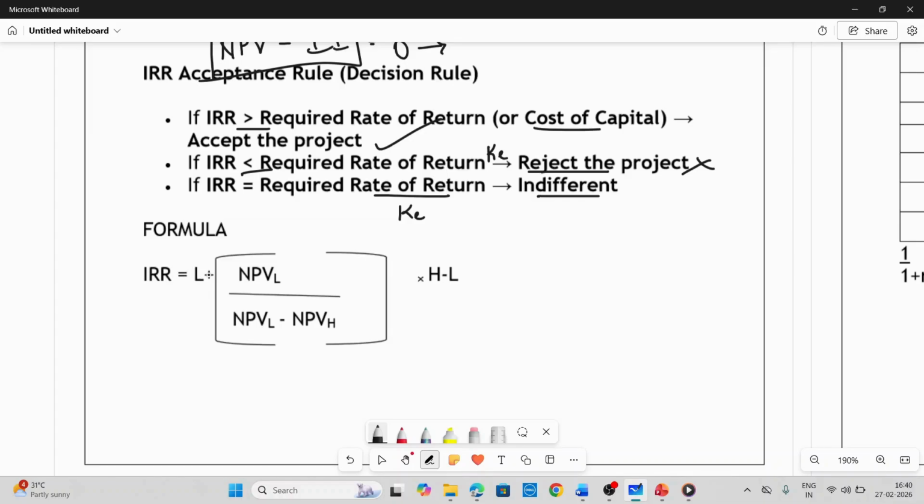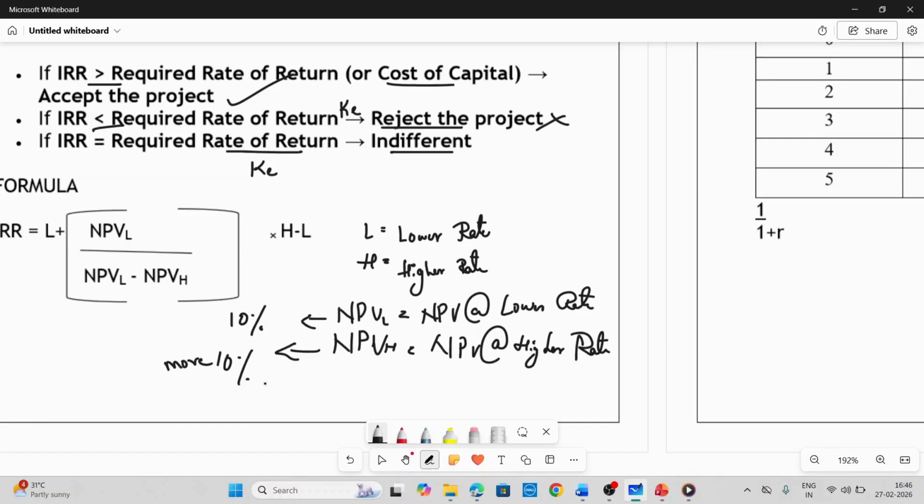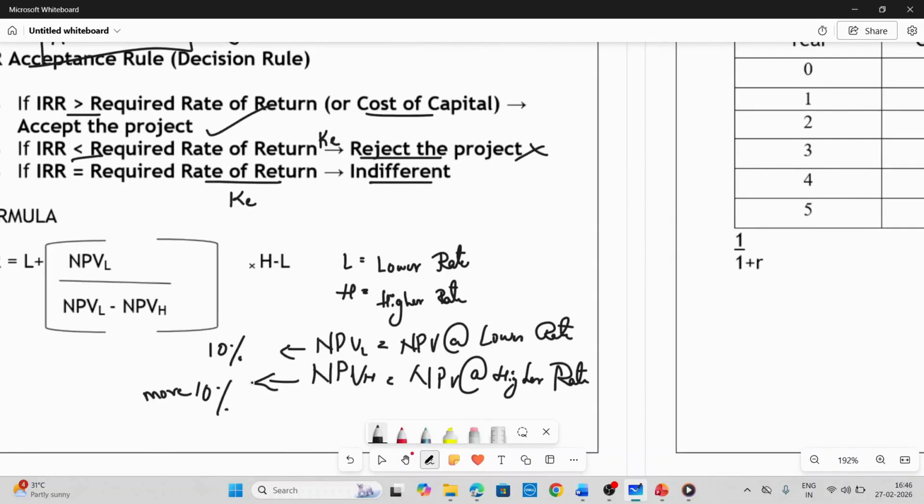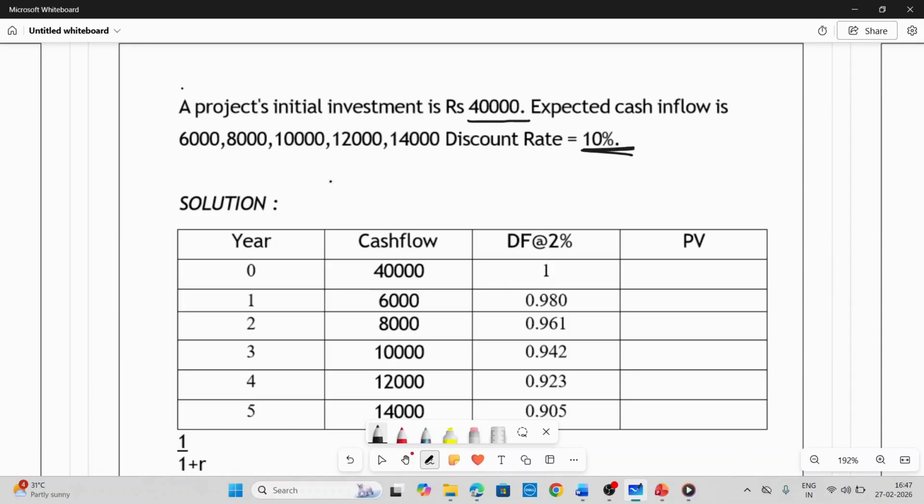IRR is equal to L plus NPV L divided by NPV L minus NPV H, into H minus L, where H is the higher rate. They won't give you the NPV rates here, so you have to assume the rates for the NPV. Take below 10% for the lowest rate and more than 10% for the highest rate. That's it.